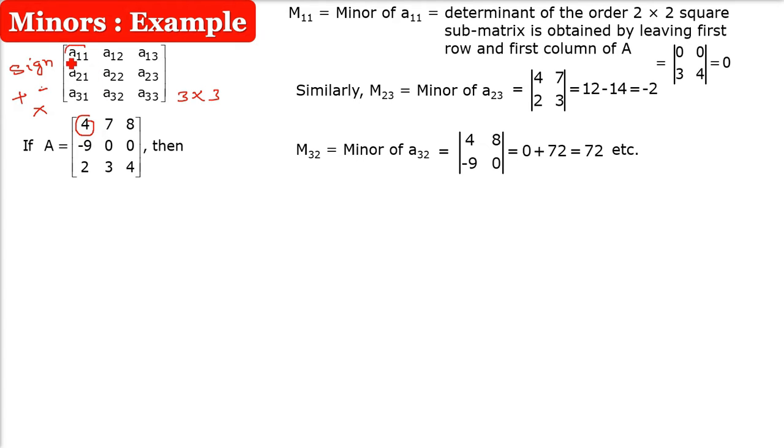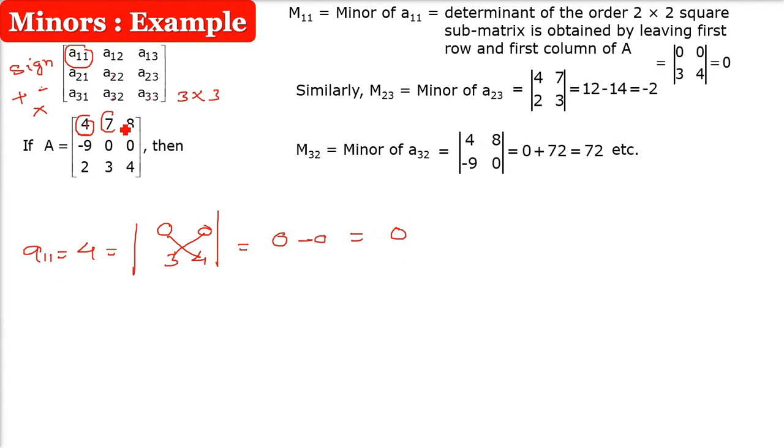For example, A11, or 4 in this example. You have to leave that row and column where A11 intersects. So only A22, A23, A32, A33 will be there. If A11 is 4 in this example, then you have to take 0, 0, 3, 4. That is the row and column intersection. You don't have to take other values. Now find the determinant. 4 into 0 is 0, 3 into 0 is 0, 0 minus 0 is 0. This is the minor of A11.